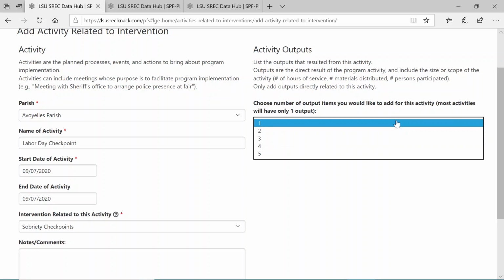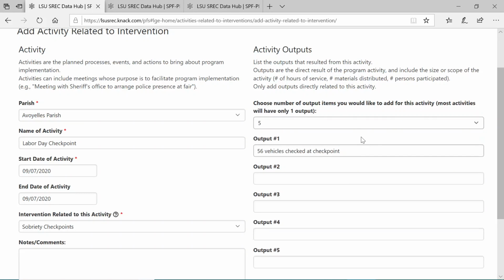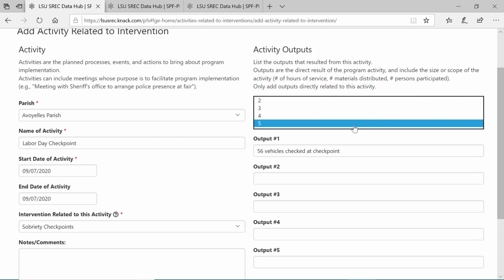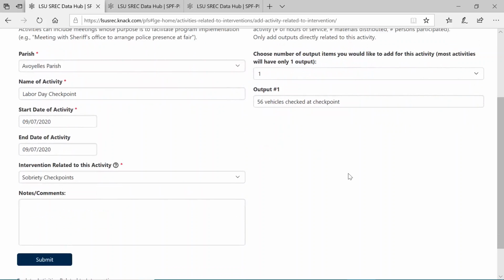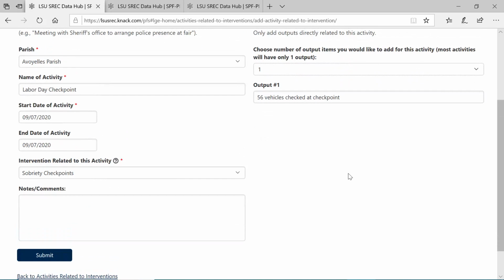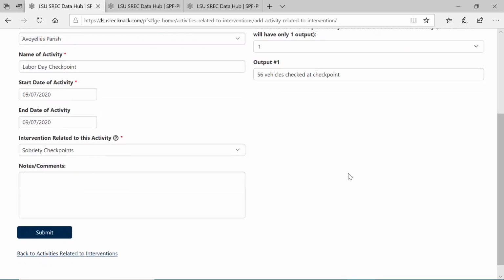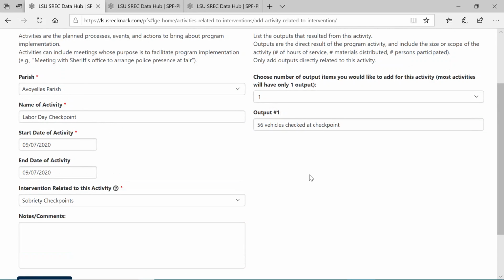Let's say there was more than 1 output for an activity. If I choose 2, it will give me another output field to put in, and you can choose up to 5. There's no reason that there should be more than 5 outputs for 1 activity. It'll usually be 1 or 2 at the most. If you find that you need to put in more outputs for an activity, you can get in touch with me and we can talk about whether there's something you need to fill the form in differently, or I can help alter the form so that it fits your need.